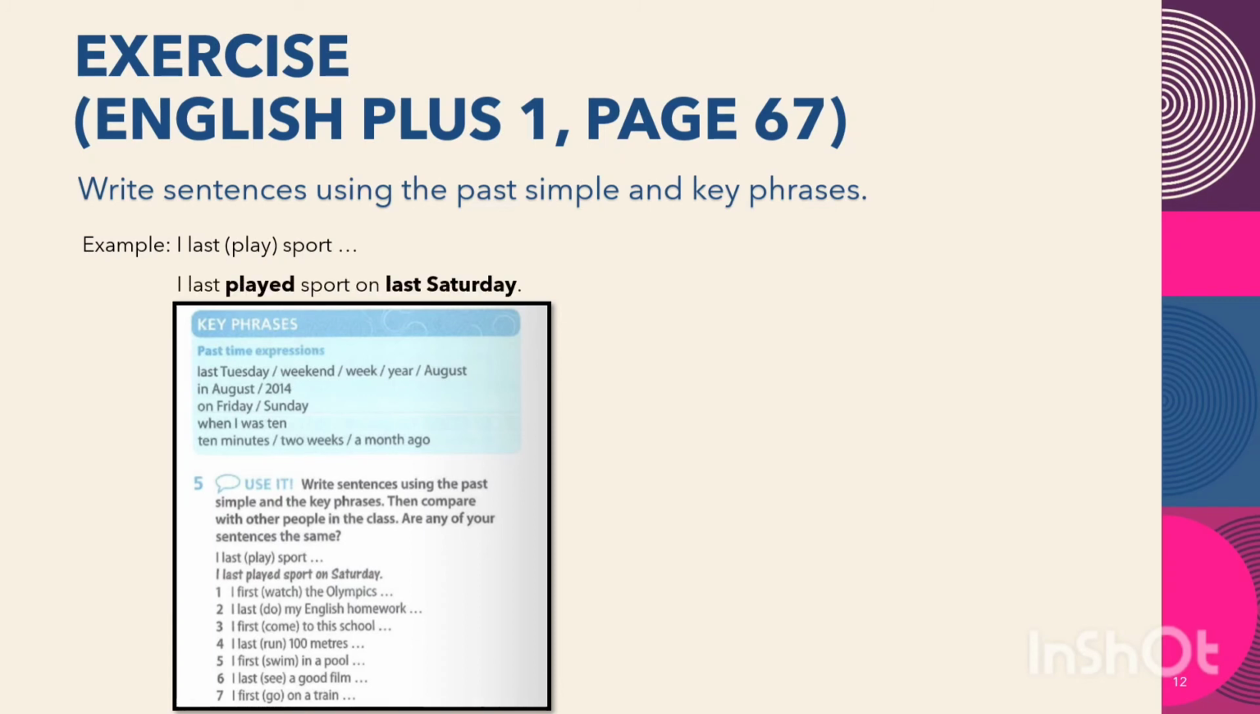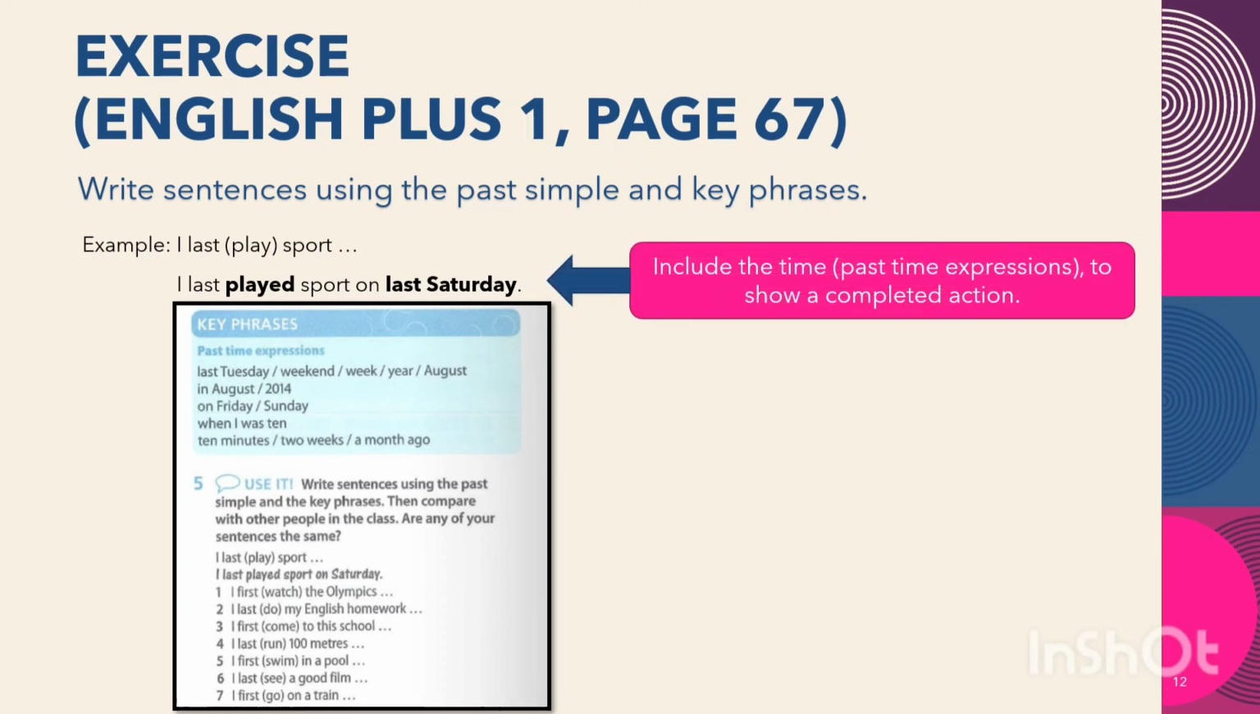For example, I last played sport on last Saturday. You can also write I last played sport on last weekend or last year, last August. Okay? So we include the time for the past time expressions to show a completed connection. There are 7 sentences. I'm sure that you can write a correct sentence for each.